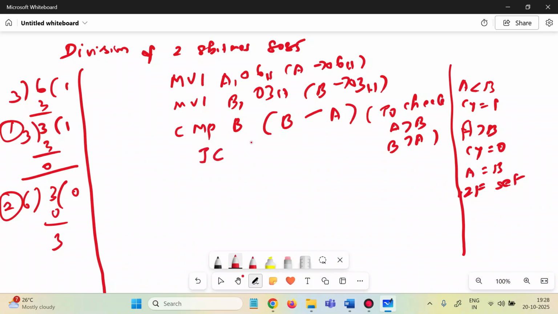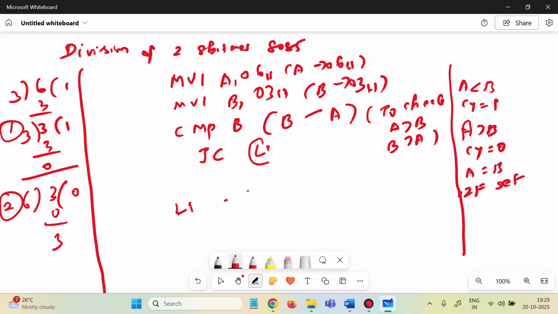Jump on carry. A is greater than B, so carry is equal to 0. There is no carry. If there is a carry, we have to do something. If there is a carry, go to loop L1. If there is no carry, the division proceeds. So what is at L1?